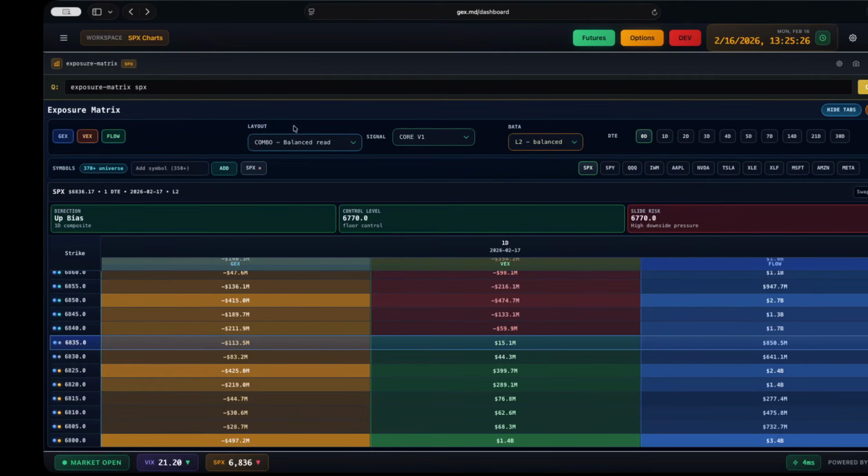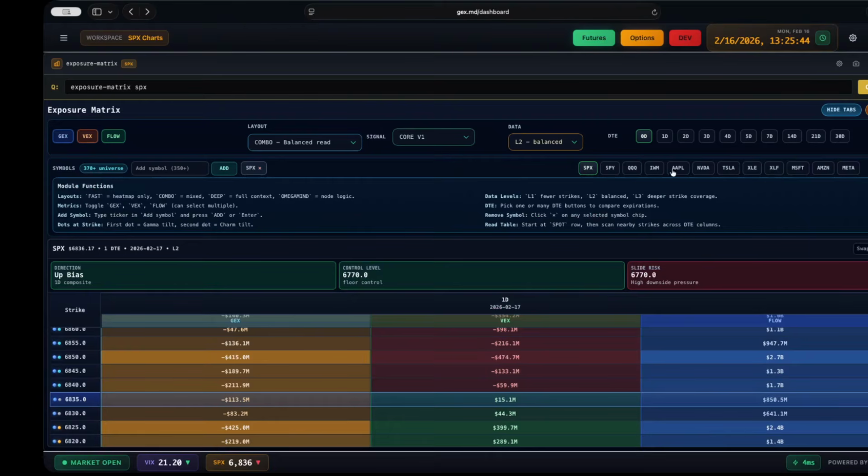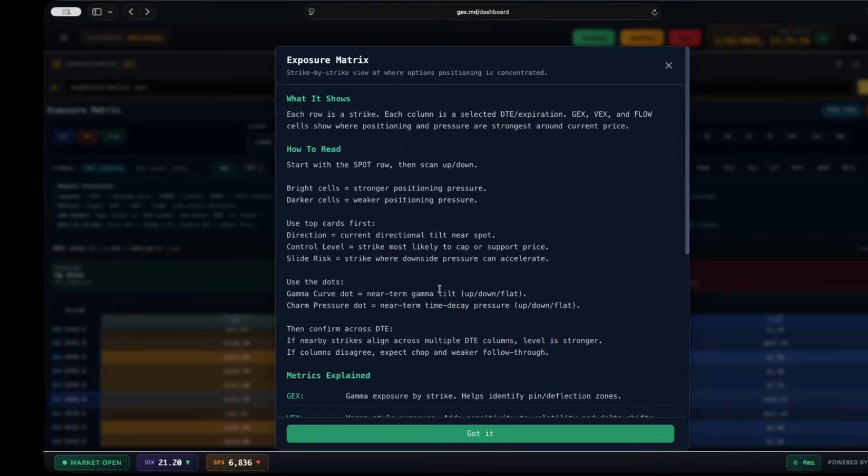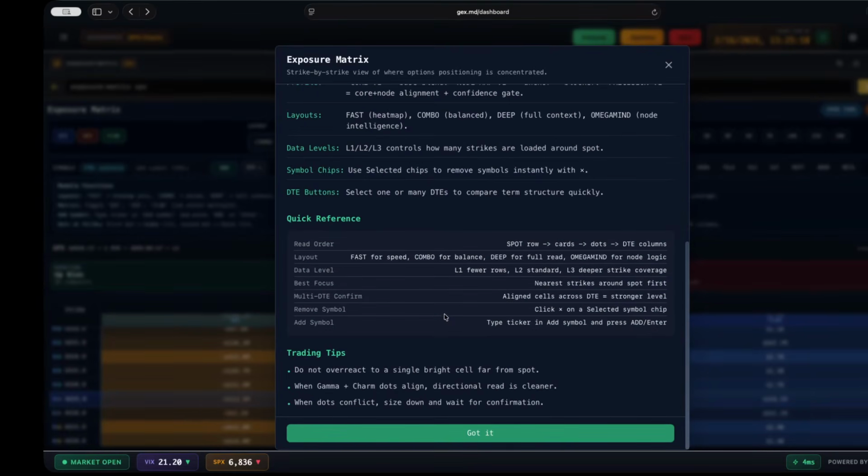Then you can choose here what you want to see. You want to see fast with heat map focus, or you want to see a combo, or you want to get deep, or you want to use the Omega Mine nodes. There is something here. You can click and read, and then you can use it and show guide. Then they tell you how to use it or what to read. And on the help, you get all the data you need to know.